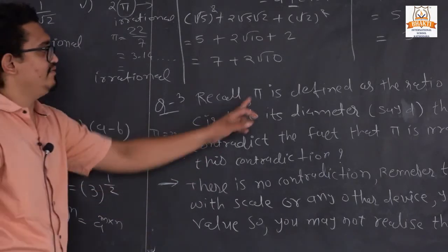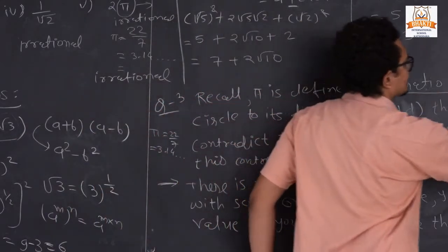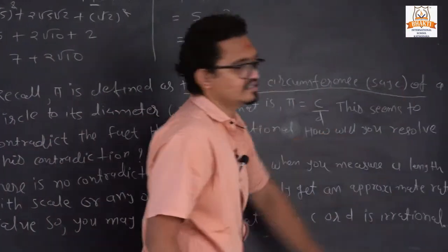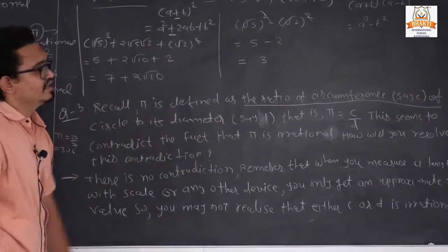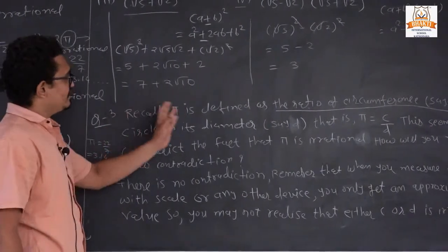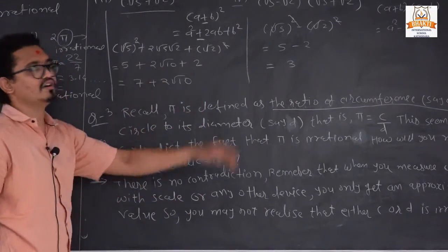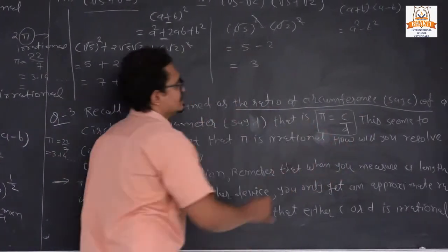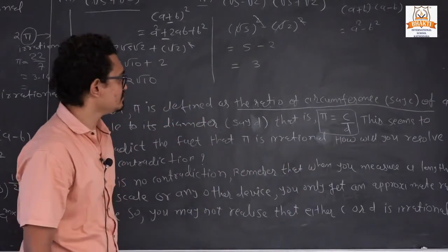So here they are giving the definition of pi. See, pi is defined as the ratio of the circumference, c, of a circle to its diameter. So it means they are defining the value of pi. It is the ratio of the circumference of a circle to the diameter of that circle. So we can represent pi like that: pi is equal to c by d, where c means circumference and d means diameter.